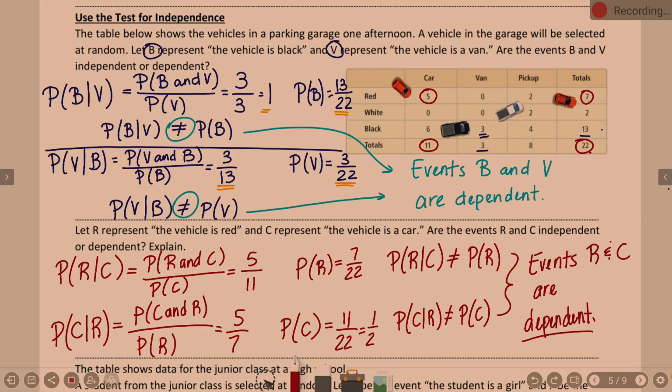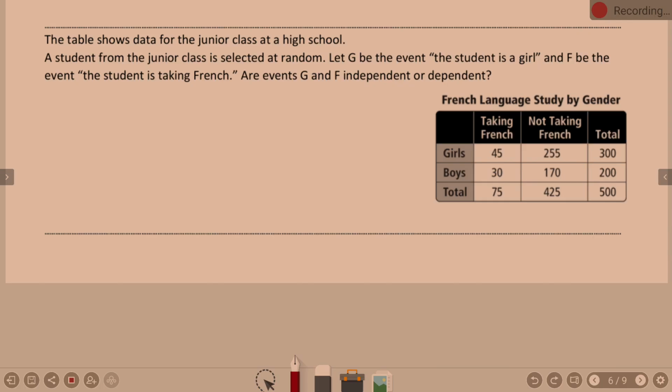Debating, can we get through the next one or can we not? I want to try, but I'm not sure we can. So the next one will be one more practice at independent or dependent, talking about girls and boys taking French. And so we'll look at girls and students taking French to see if they are independent or dependent. I think we'll start with that tomorrow. And then we'll look a little bit more at conditional probability and how we can use it to make a decision tomorrow. Okay? So we'll pick up there.